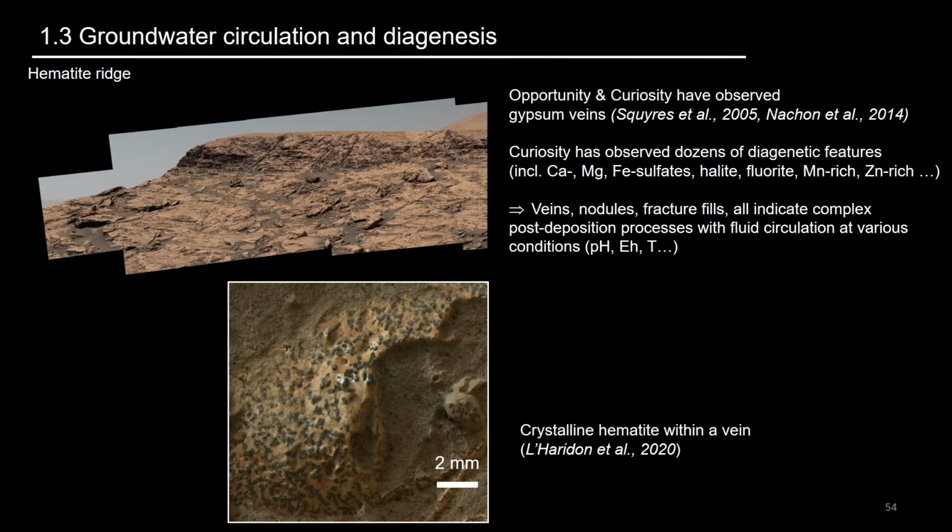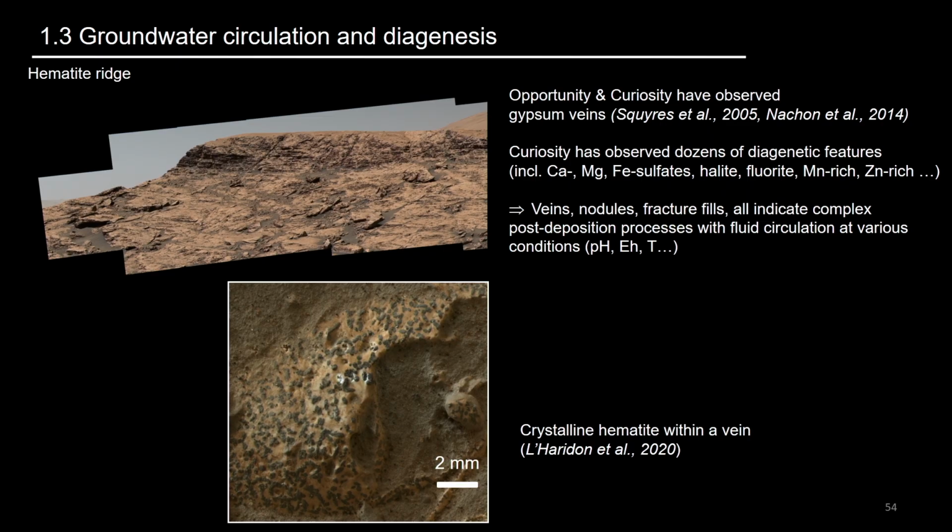Another example of Dagelis at Gale Crater is what we call the hematite ridge. It can also be called Vera Rubin Ridge in the literature. It's a hardened reddish hill, and in this hill we have found an enrichment in hematite, not a surprise from the color, but not only in the red hematite.